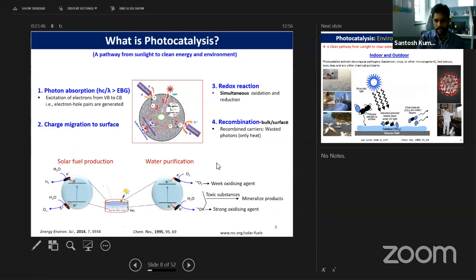In another application, for example water purification, the electron can be trapped by oxygen in the atmosphere and produces superoxide radical, which is an oxidizing agent that can degrade any kind of organic pollutant, or you can even convert a harmful inorganic pollutant into less harmful or unharmful chemicals. Whereas the hole can directly react with these organic species, or react with water, OH, and produce hydroxyl radical. This hydroxyl radical is a strong oxidizing agent, can break down any kind of organic molecule into small pieces, unharmful species, I can say.